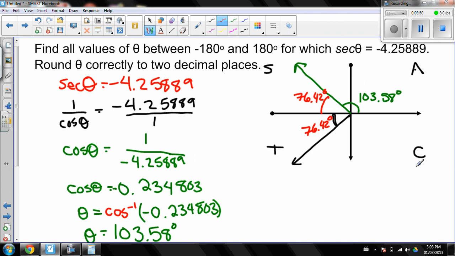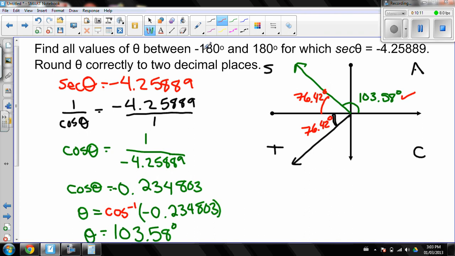I will not get a value in here because cosine is positive. I will not get a value up here because cosine is positive. Secant is related to cosine, so I'm looking for where cosine is negative. So one of my answers is in between 0 and 103.58 degrees. That falls within my domain. This is my first answer.